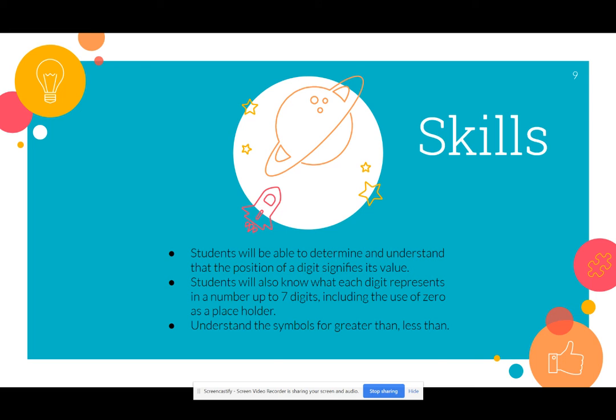The skills that will be enhanced through doing this activity are that students will be able to determine and understand that the position of a digit signifies its value. Students will also know what each digit represents in a number up to 7 digits, including the use of 0 as a placeholder. And finally, they will understand the symbols for greater than and less than.